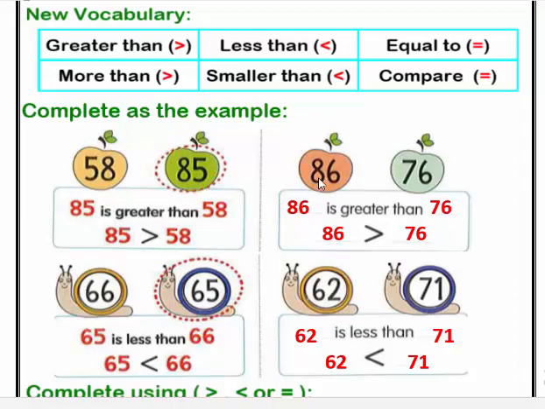The second one, 86 and 76. Again, repeat after me. The bigger tens, the bigger number. So 86 and 76. Where are the tens? 8. And in 76, where are the tens? 7. Which is bigger? 8. So the number 86 is the bigger. So 86 is greater than 76. And the sign eats the number. The sign looks at the number.